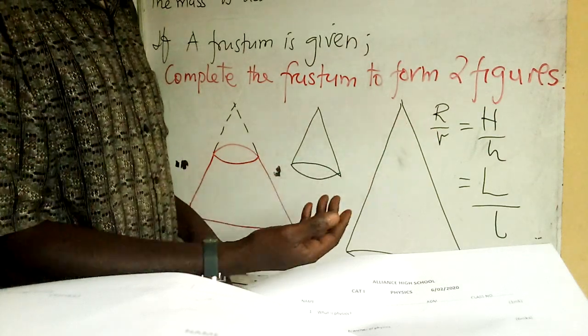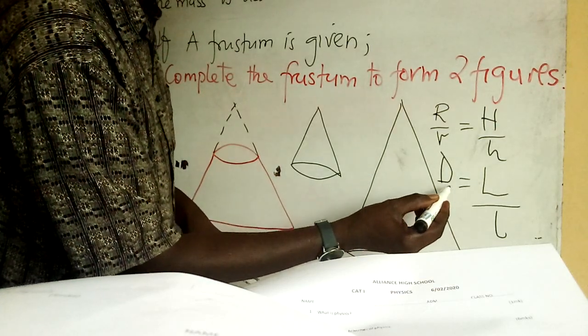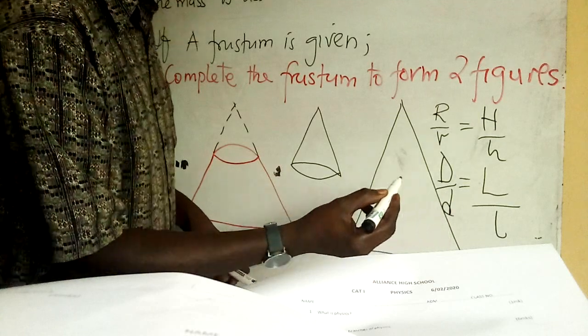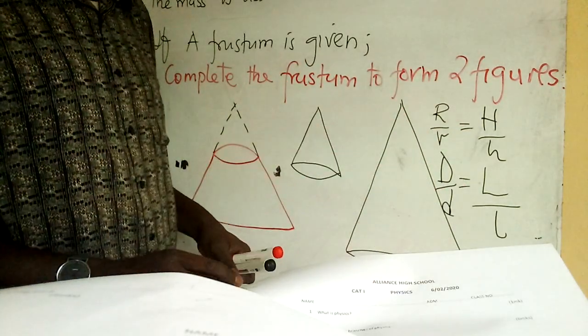So sometimes you can be given even diameter. So big D for big diameter, small d for small diameter. So any of these things will push you through.